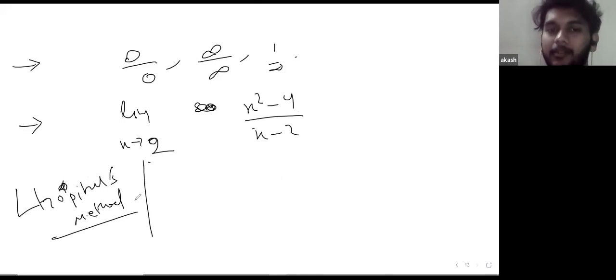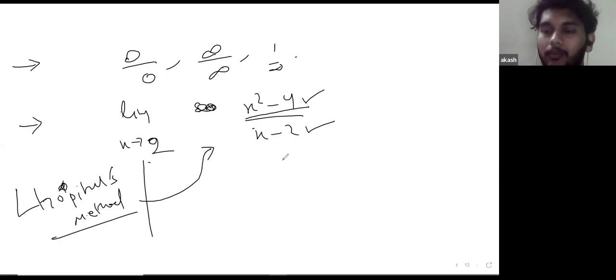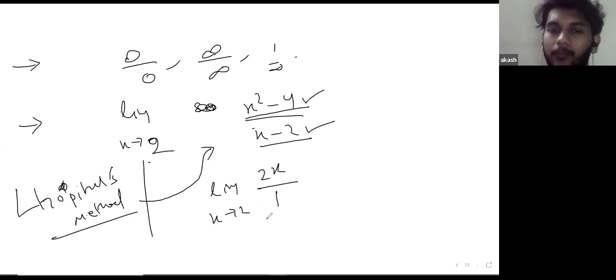So what he says, this was a scientist, is just differentiate the numerator and differentiate the denominator individually. So differentiation of x square minus 4 is 2x, divided by differentiation of x minus 2, which is 1, limit x tending to 2. Now put the value 2. What will be the answer? 4. This is the answer.